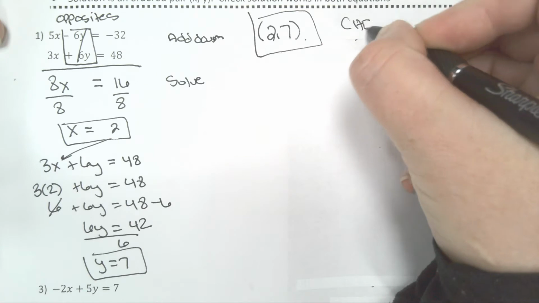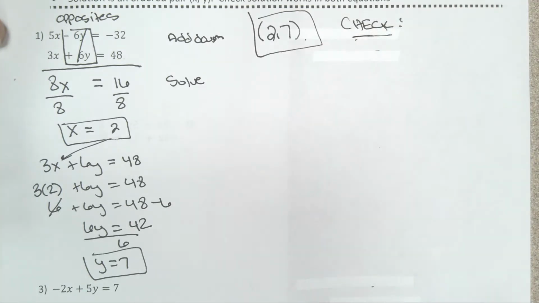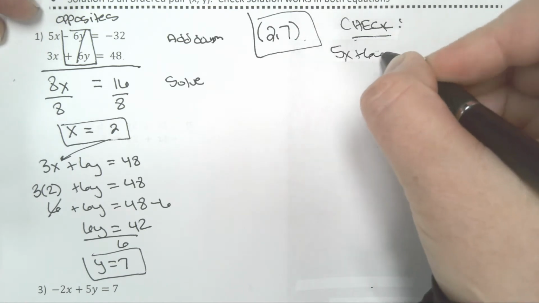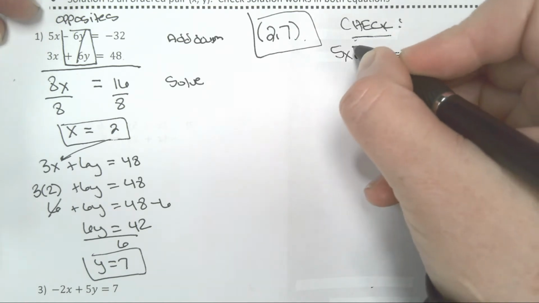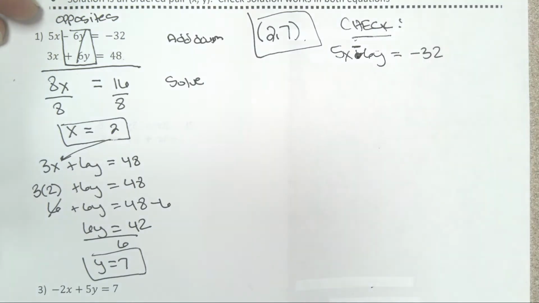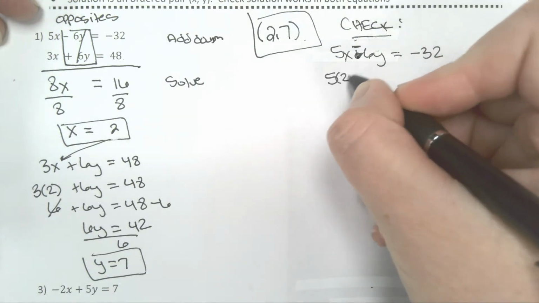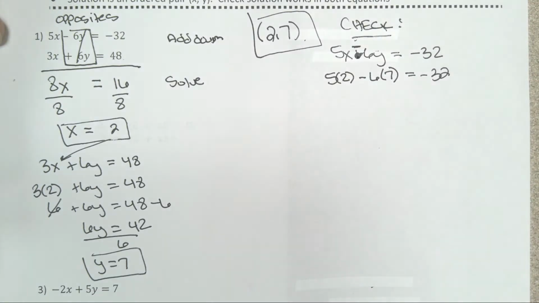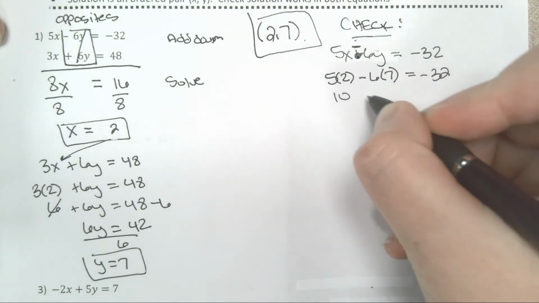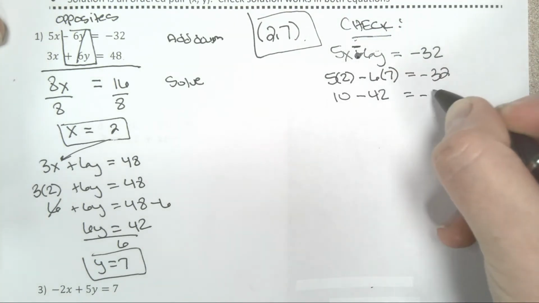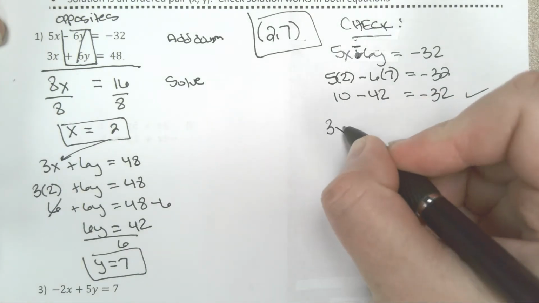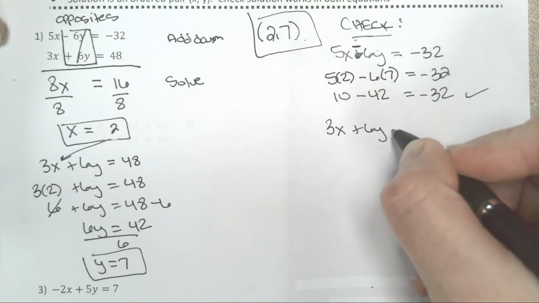We are going to check our work to make sure it works. So into this first equation, 5x minus 6y equals -32. I have 5 times 2 minus 6 times 7 equals -32. 5 times 2 is 10, that's -42. 10 minus 42 is -32. That's a true statement. It has to work in both of them. You have to plug them into both.